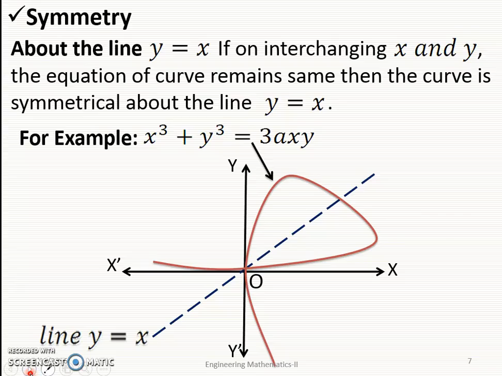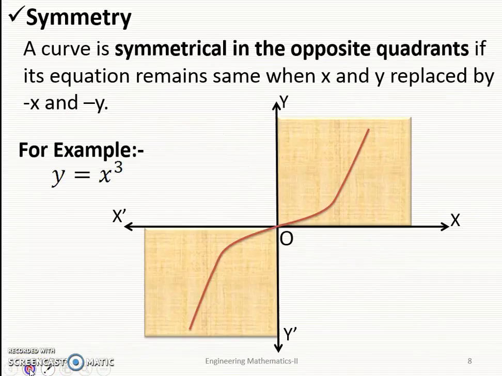We can also discuss the symmetry about y is equal to x, the slanting line. By interchanging x and y, if the equation remains the same, then the curve is symmetrical about the line y is equal to x. For that purpose, we consider the example x cube plus y cube is equal to 3axy. This is the line y is equal to x, and this is the curve. So this curve is symmetrical about the line y is equal to x.